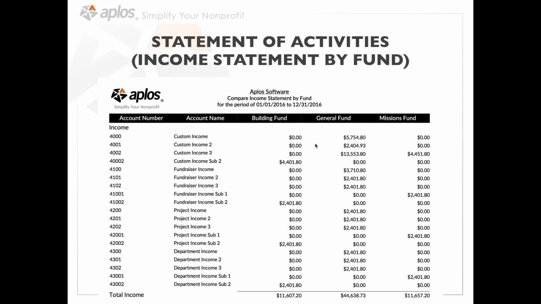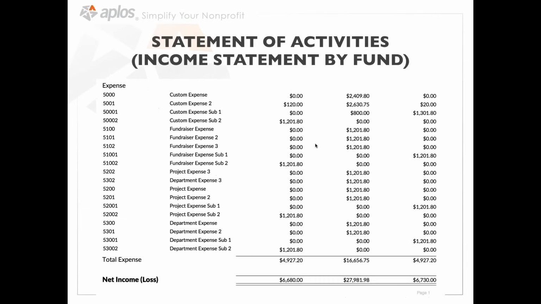Move over one column to general. My total general fund money that I've generated this year in 2016 is close to $45,000, and then my missions fund is 11.5 or so. My expenses are then offsetting that to give me a net income or loss for each fund. So I've got an income statement by fund very quickly.